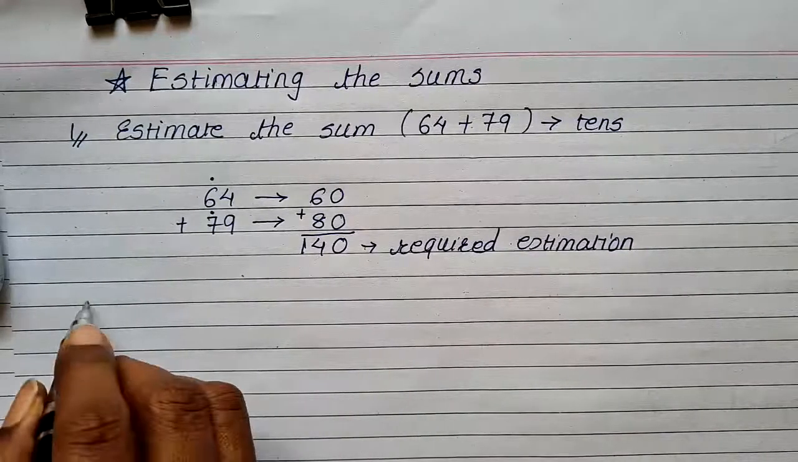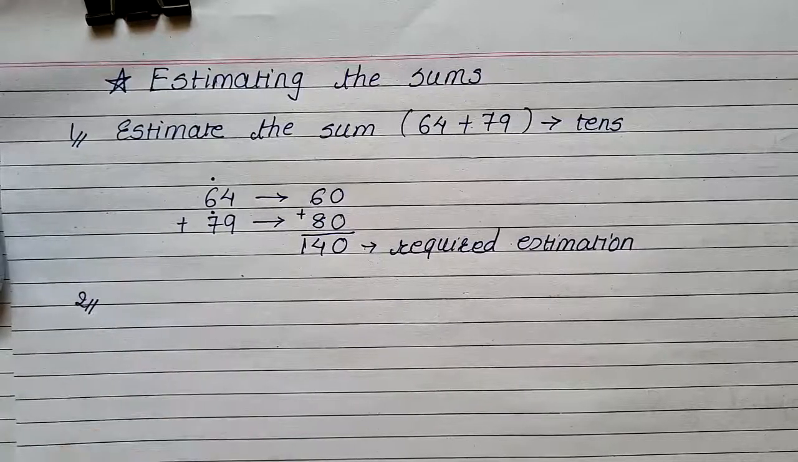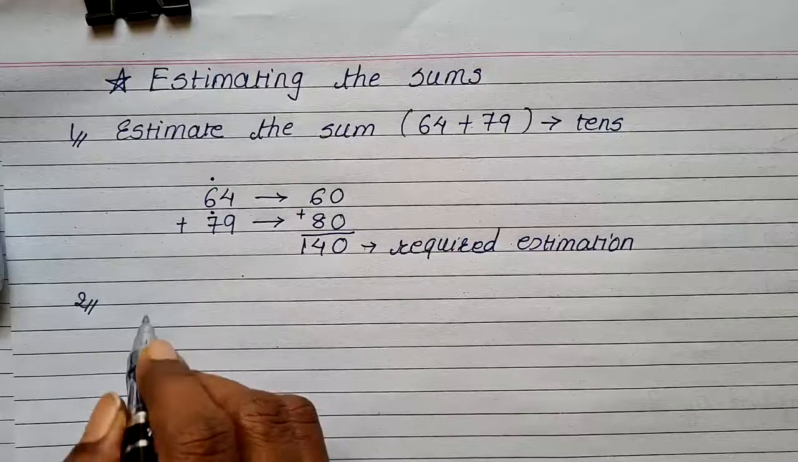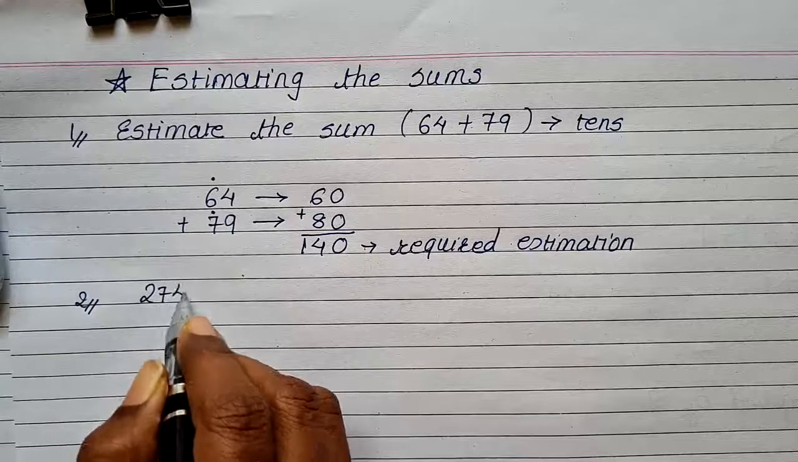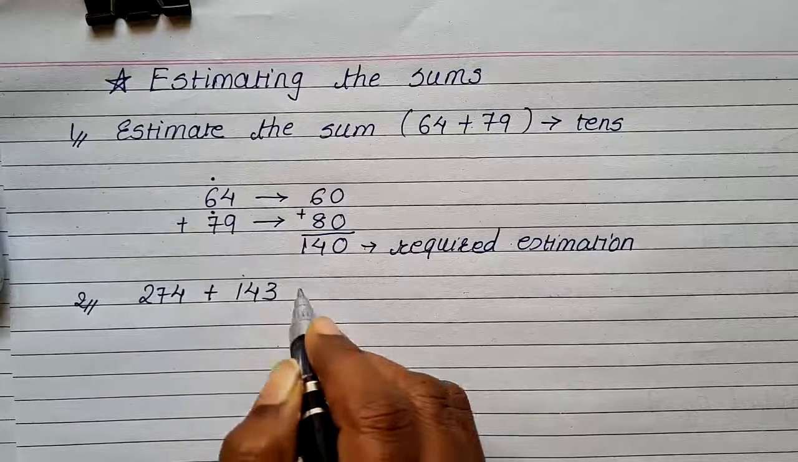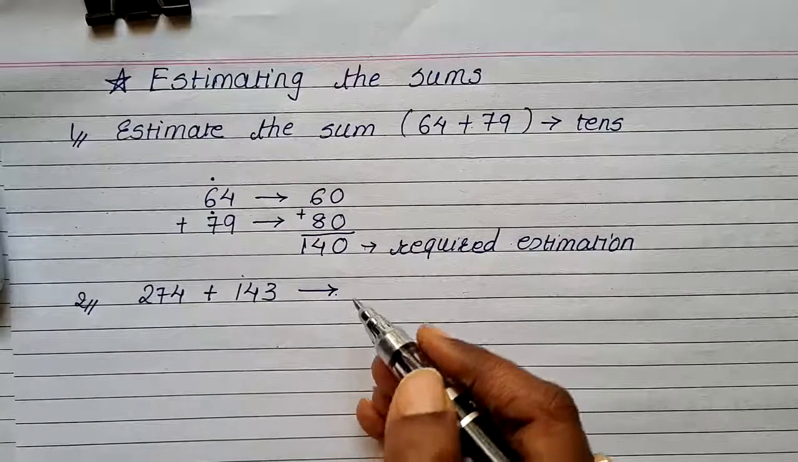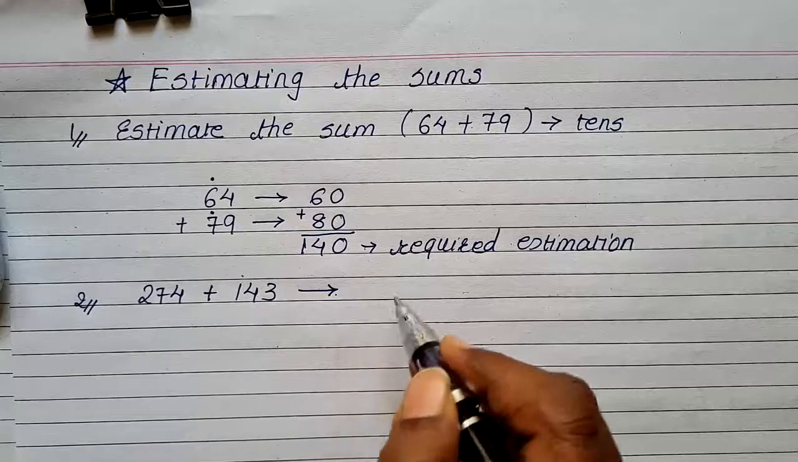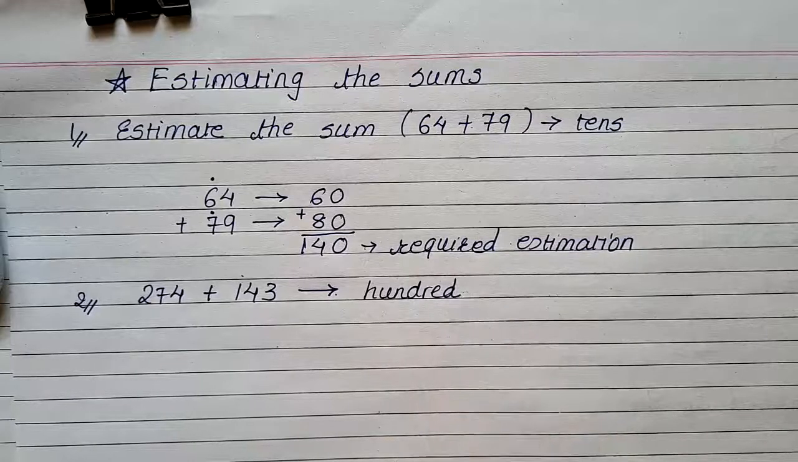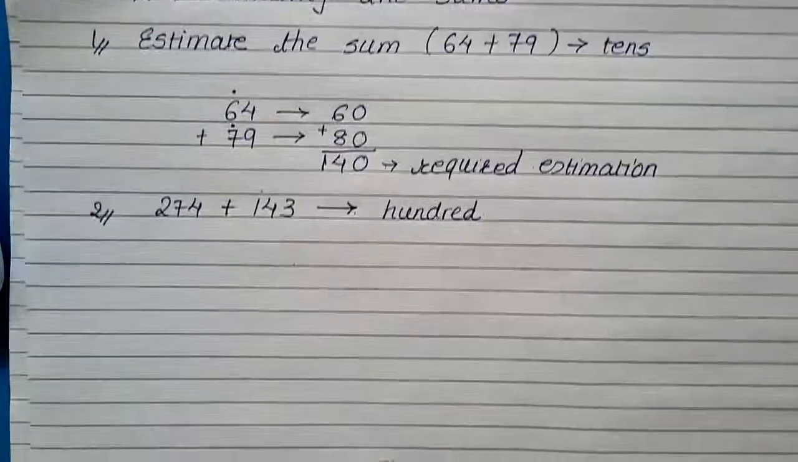Now, let's look at the next sum: 274 plus 143. You are supposed to estimate the sum to the nearest 100. So how do we do that? Let's see.